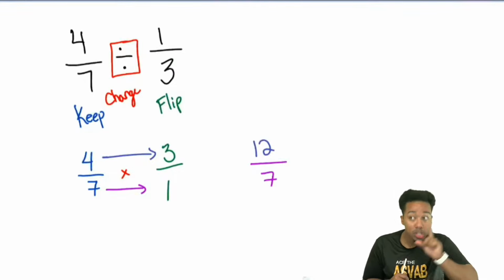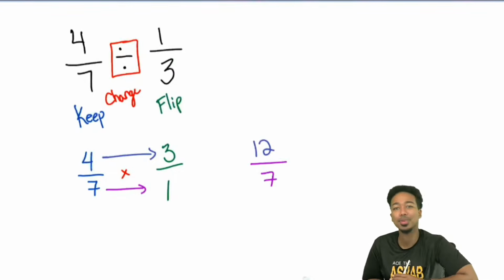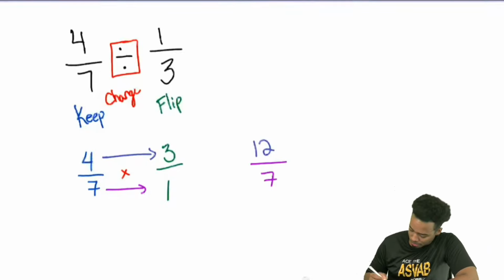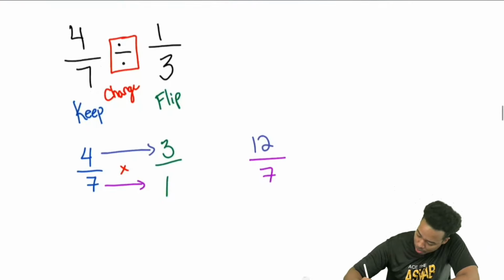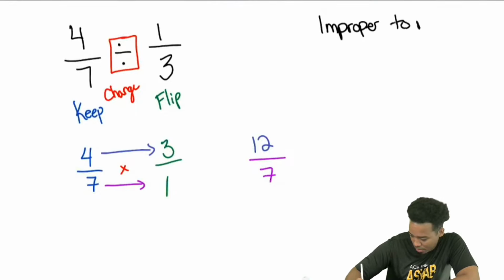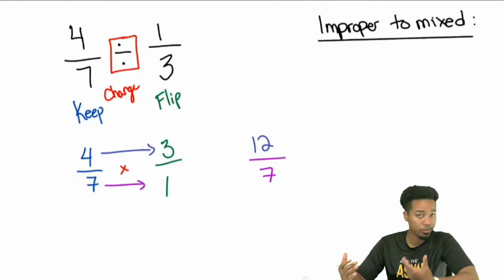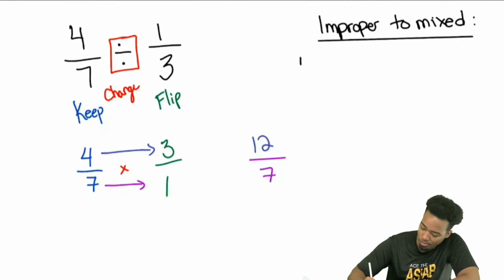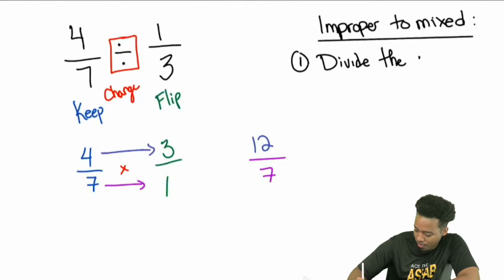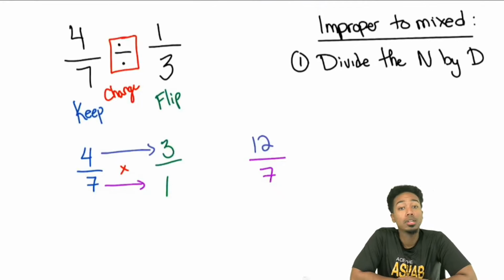We could. Let me go ahead and explain how you would do that. That way you have it down. So number one, improper to mixed number. Write this down if you need to. So here's how you would get this done. To convert an improper to a mixed number, step one, divide the numerator by the denominator. Okay? Step number one, divide the numerator by the denominator.